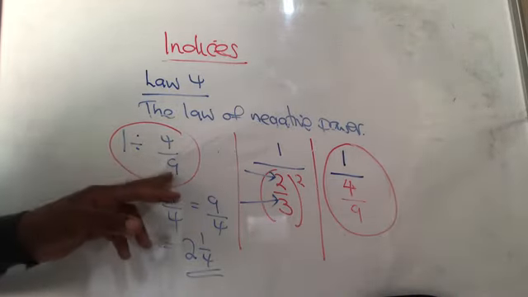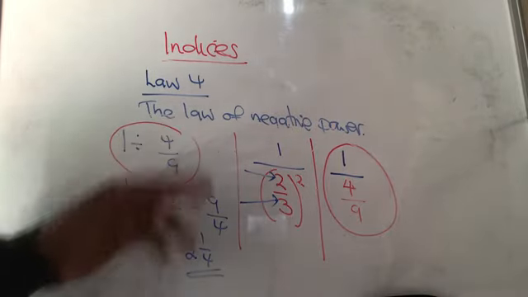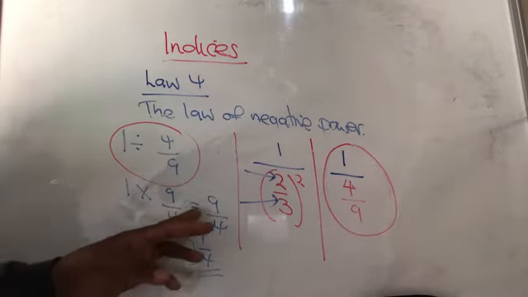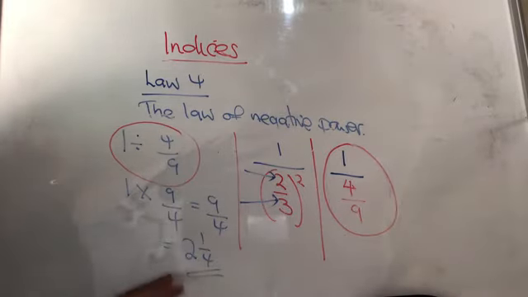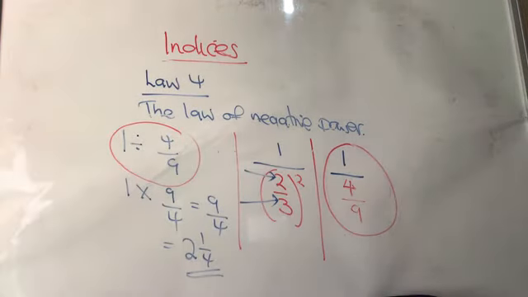1 divided by 4 over 9. You say 1 multiplied by, you invert the divisor and it becomes 9 over 4. And 1 times 9 over 4 remains 9 over 4. 4 into 9 gives you 2, remainder 1/4. Alright.